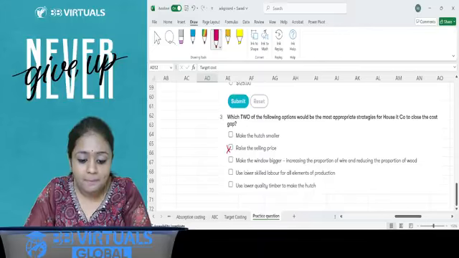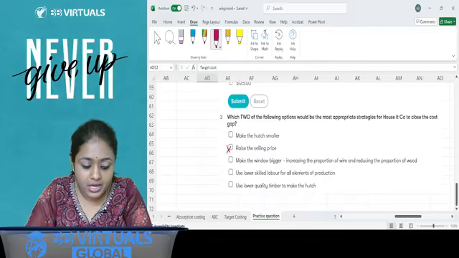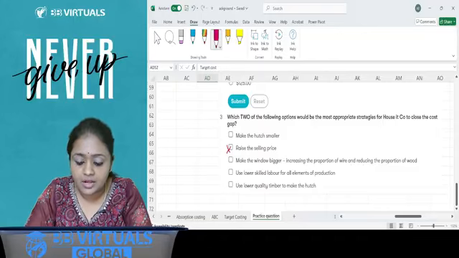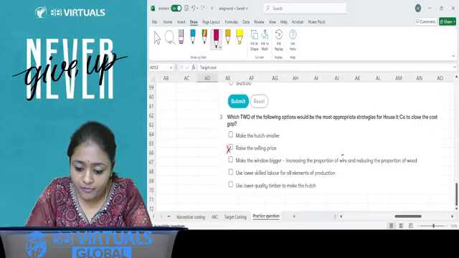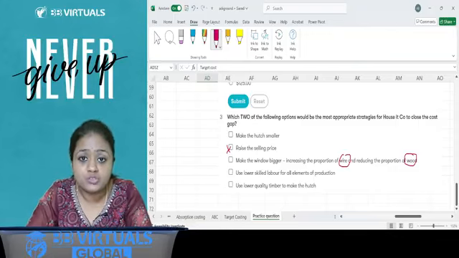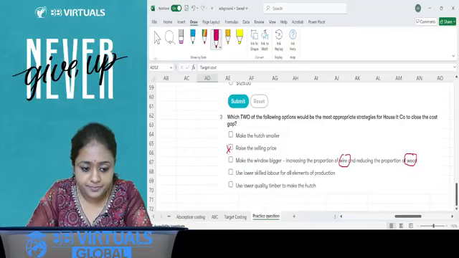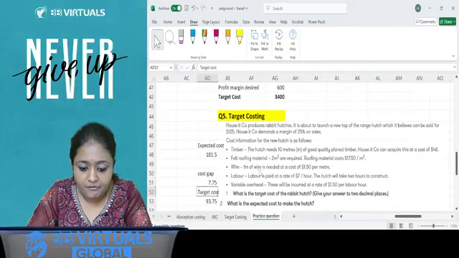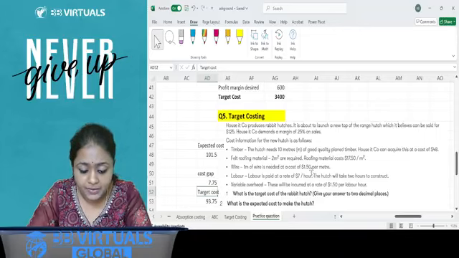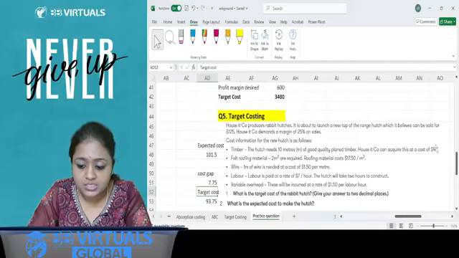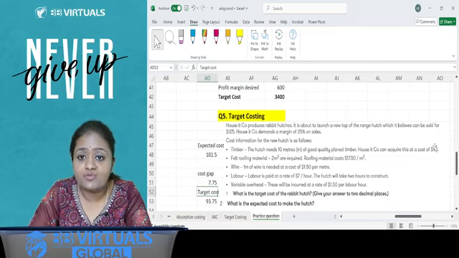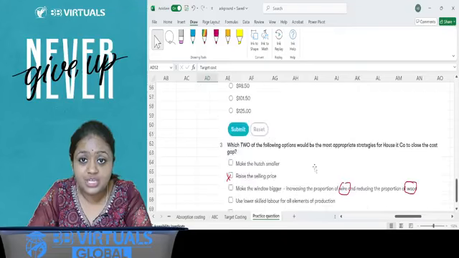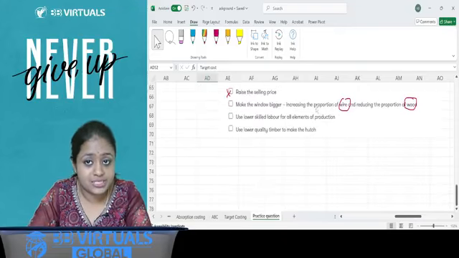Just see how. Making the windows bigger. Okay. Increasing the proportion of wire, reducing the proportion of wood. Now let's see, is wire expensive or is wood expensive? Accordingly, we can take this call because we have to reduce the cost, right? If we increase wire, wire is only costing 1.5 per meter. For wood, it costs 48 to make one hutch and 10 meters, so per meter is 4.8. Here per meter is 1.5. So it is cheaper, right? So yes, we can go for this option as well.